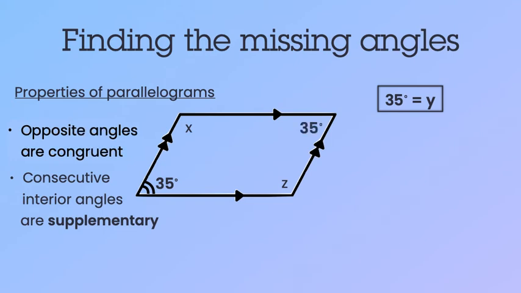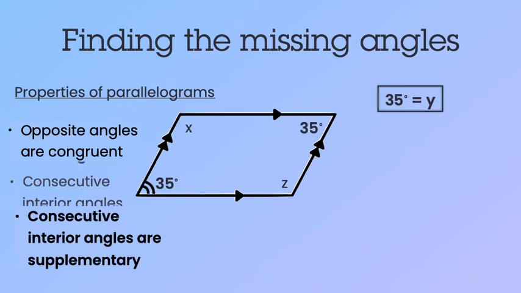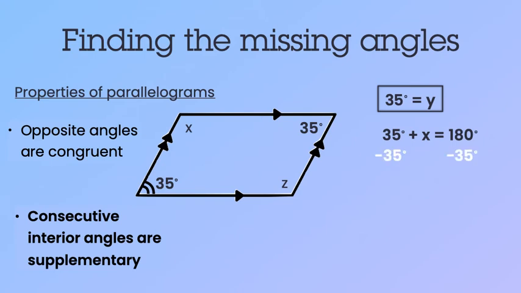Now let's look at the second property, the property that consecutive interior angles are supplementary. And let's focus on the 35 and the x just above it. We know they're supplementary, so 35 degrees plus x equals 180 degrees. Subtract 35 degrees from both sides, and we're left with x equals 145. So that x angle must be 145 degrees.